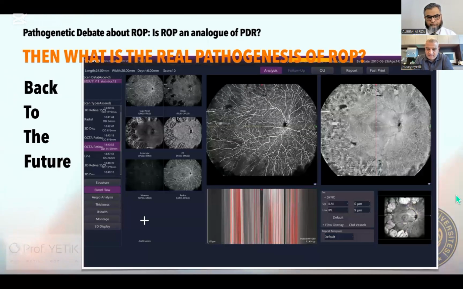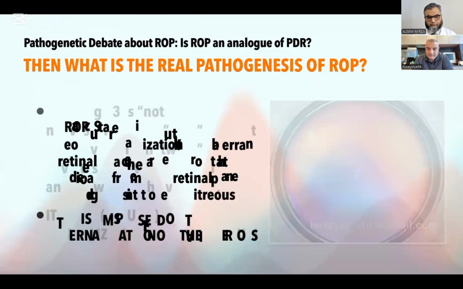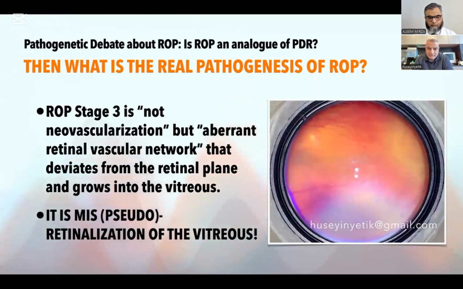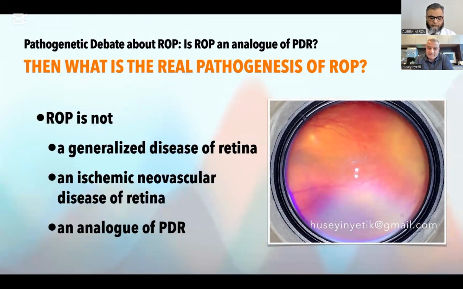Excuse me, I talked for longer than I expected. So stage 3 is not neovascularization. It's an aberrant retinal network established into the vitreous. It is a pseudo-retinalization of the vitreous. It is not neovascularization. And ROP is not a generalized disease of the retina. It's not an ischemic neovascular disease of the retina.